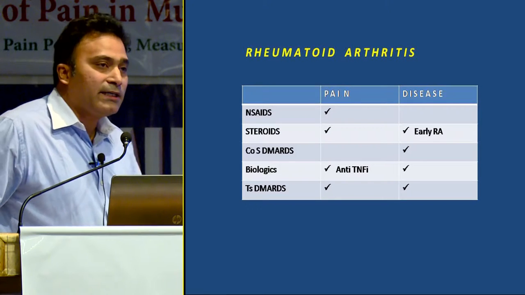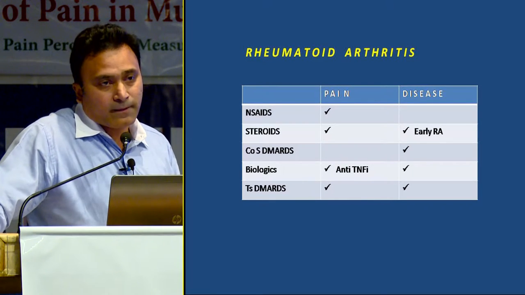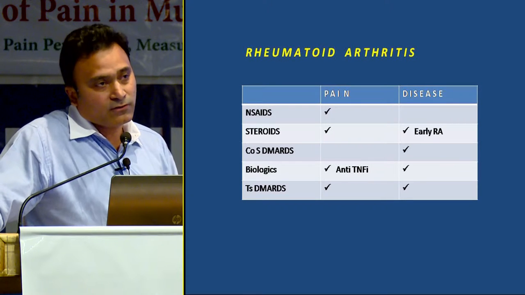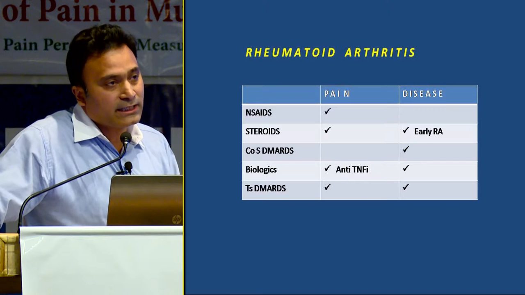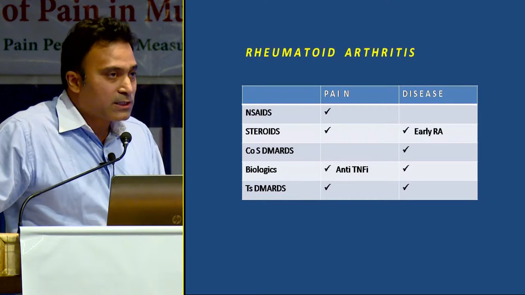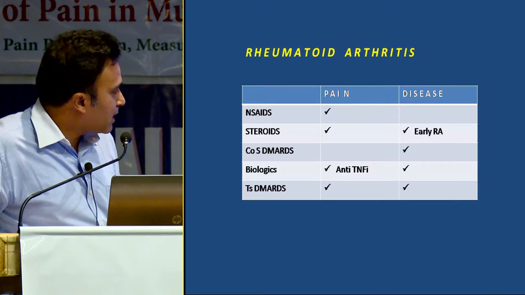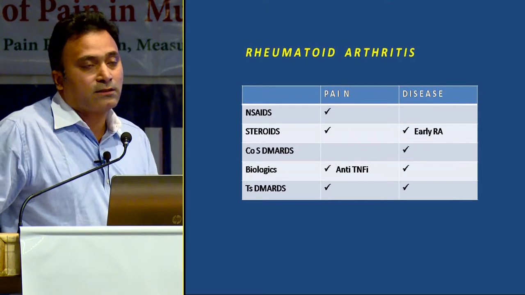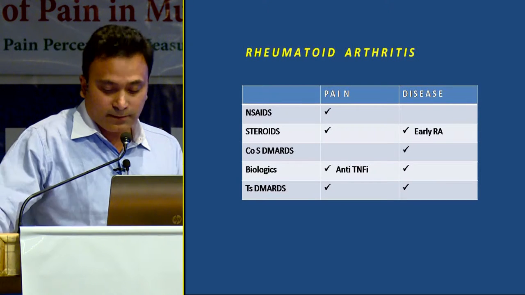Biologics, especially anti-TNF drugs, significantly improve the pain. So the requirement of NSAIDs might come down when we initiate anti-TNF drugs in patients with rheumatoid arthritis, and they are also disease modifying. And newer targeted synthetic drugs like tofacitinib can also reduce pain and disease as well.